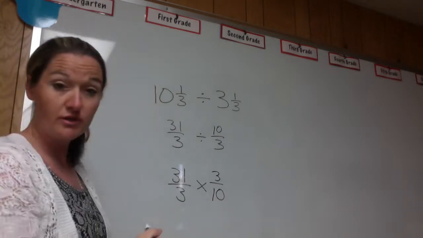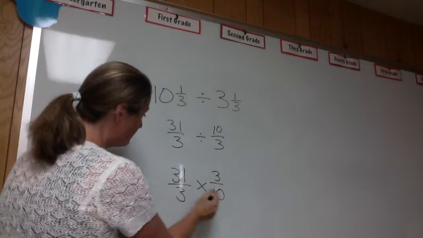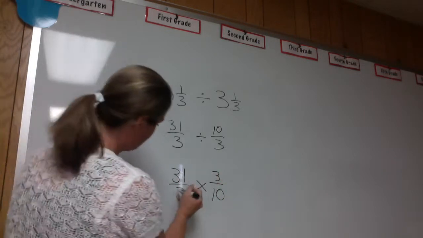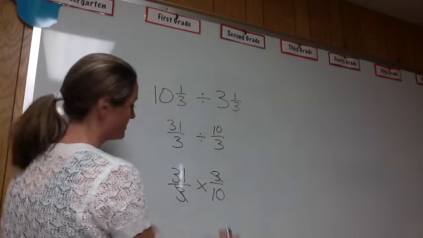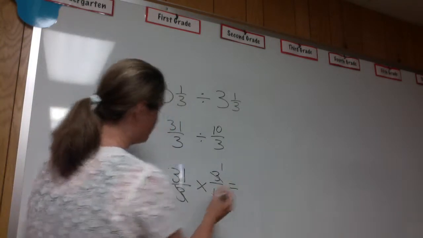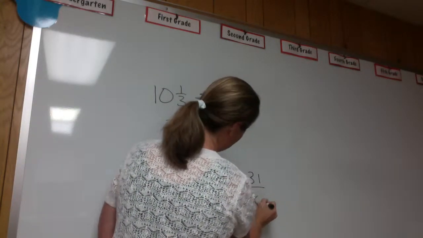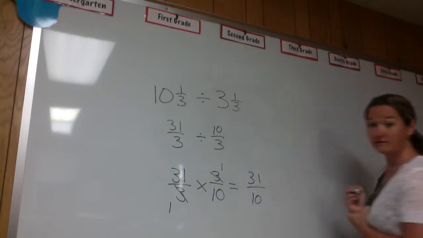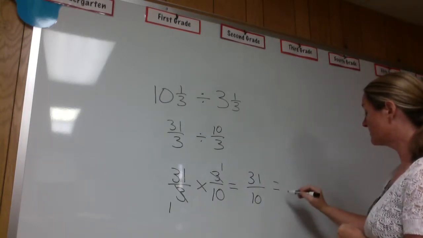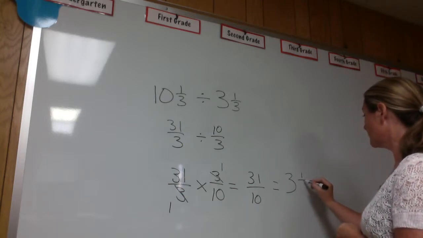Now we're going to get ready to multiply. Right off the bat, 31 and 10, do they have any factors in common? No. 3 and 3, oh, looky there. I can cancel them, 3 as a factor. Now multiplication is super easy on this one: 31 over 10. Last step, I need to turn it into a mixed number. 10 goes into 31 3 times with a remainder of 1. 3 and 1/10 is my answer.